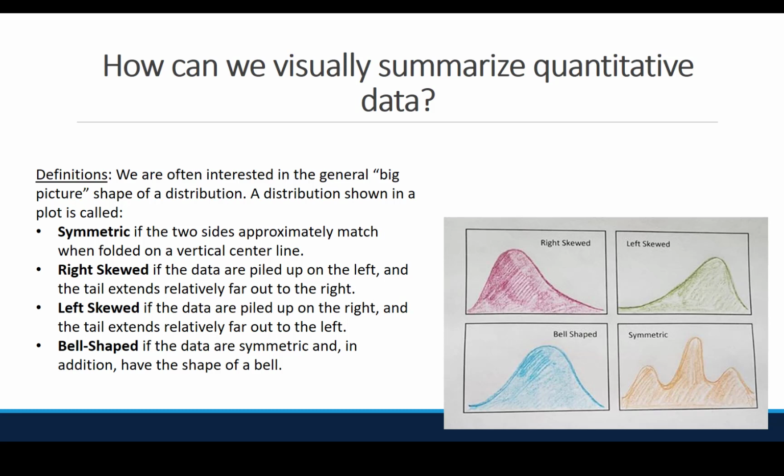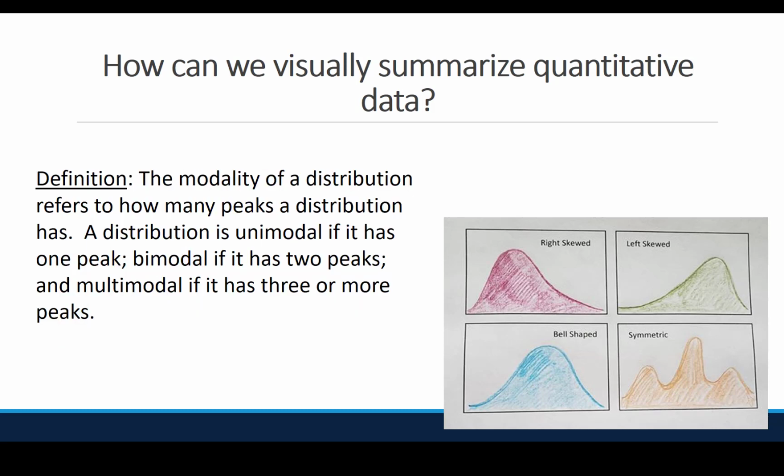Of course, many other shapes are also possible. When describing the shape of a data set, we are looking for the overall pattern. No plot will be perfectly symmetric. Notice that all bell-shaped plots will be symmetric, but not all symmetric plots will be bell-shaped. The modality of a distribution refers to how many peaks a distribution has. A distribution is unimodal if it has one peak, bimodal if it has two, and multimodal if it has three or more.